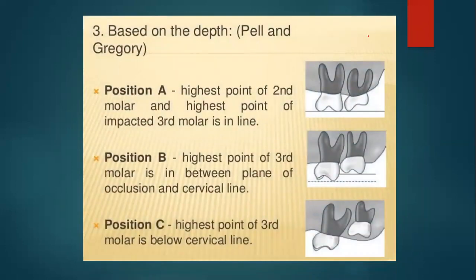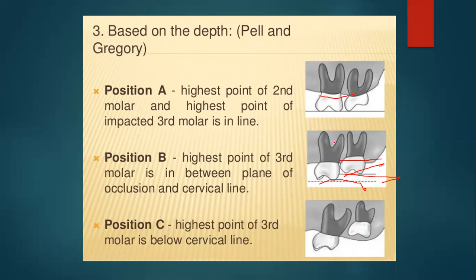It can be explained in this picture as well. Based on the depth, in Pell and Gregory position A, the highest point of the second molar and the third molar are in line. In position B, you can see the highest point of the third molar is between the occlusal plane and the cervical line. Here, this is the highest point, this is the occlusal plane, and this is the cervical line. Position C tells you that the highest point of the third molar is below the cervical line. You can see that this is the cervical line, and the highest point is below it.